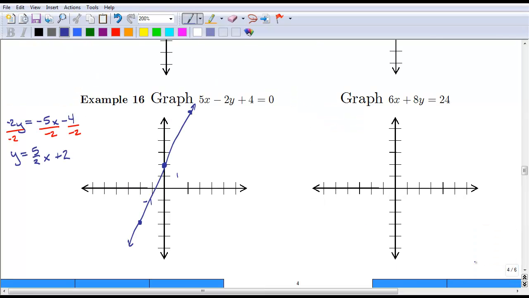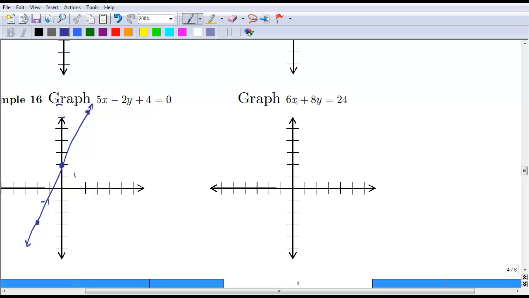So for example 16, you should have ended up with the following graph. The line should have been y equals 5/2 x plus 2. Be very careful with your signs on these problems. And in this case, we ran out of room on the top there, so I only put 1 point in, and it's kind of an approximation. You can put 2 more lines up here. So then I drew the second point down and to the left.